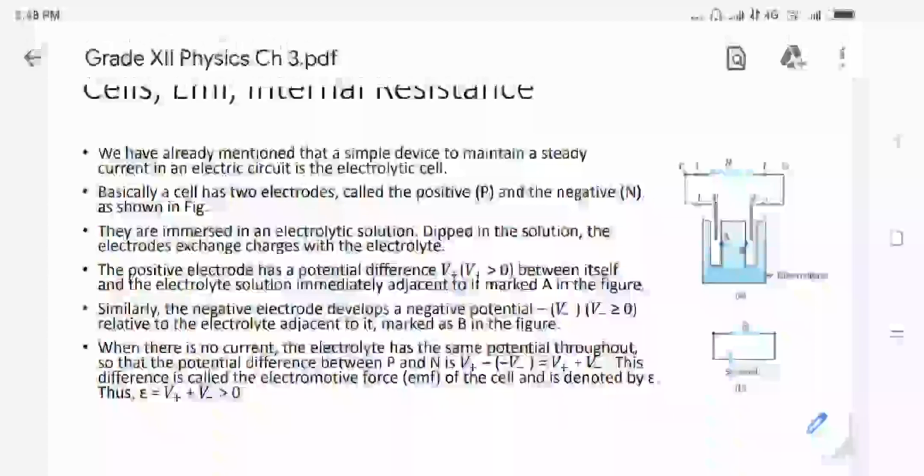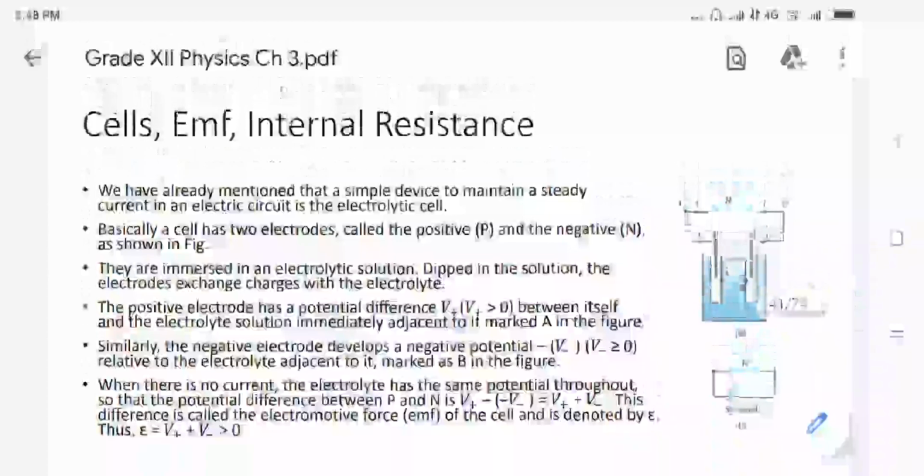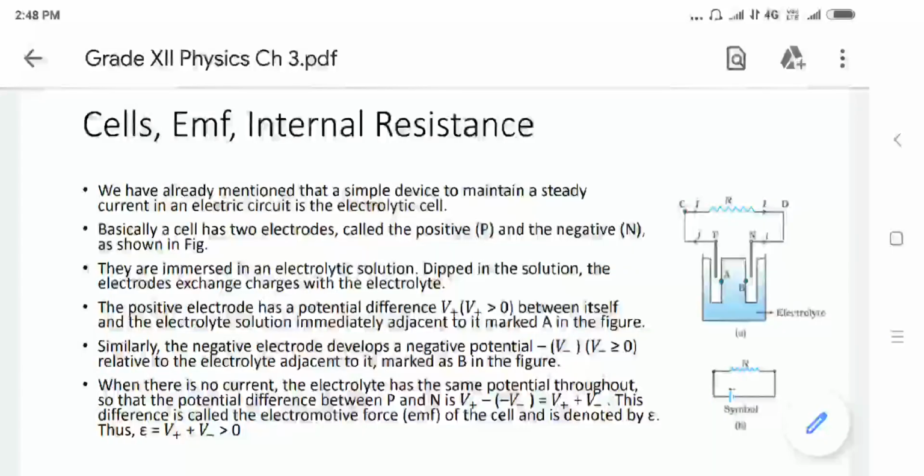Hello students, let us start our new session with the new topic, that is cells, EMF and internal resistance. Basically here we are going to understand how the cell works when we connect it with any circuit, and based on that how current is flowing. What is the potential difference regarding this cell?